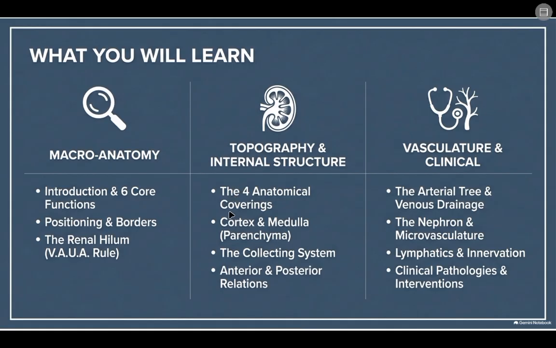We go ahead and talk about the cortex and the medulla. Then we describe the collecting system. Then we move ahead to discuss the anterior and posterior relations of the kidney. Then we talk about the arterial tree and the venous drainage. Then we talk about the nephron and the microvasculature of the nephron. Talk about the lymphatics and the innervation. Then we talk about the clinical pathologies and intervention.